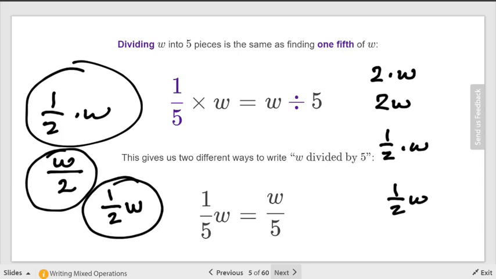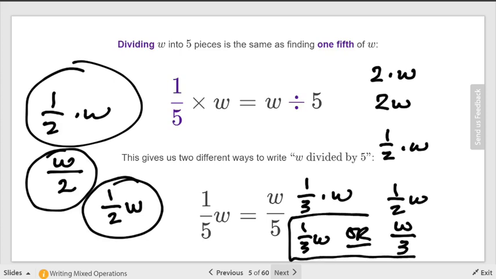So what if I wanted to say 1/3 times W? How could I write that? 1/3 times W. 1/3 W. Yeah, I could just shove them side by side, couldn't I? But since it's a fraction, multiplying by 1/3 is the same as dividing by what number? 3. So I could also write it as what? W over 3. Do you see?